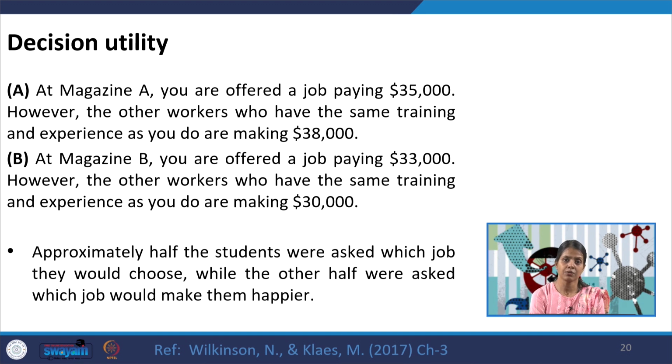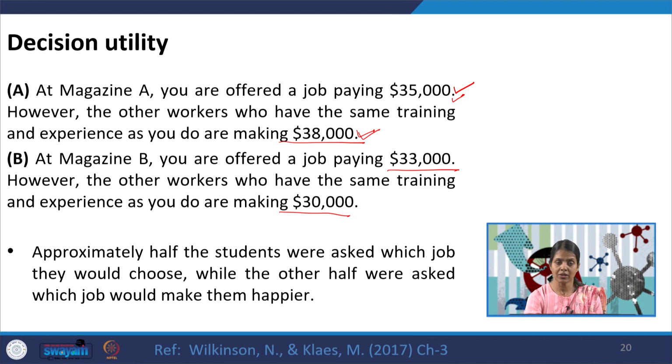Approximately half the students were asked which job they would choose, while the other half were asked which job would make them happier. So, as you can see, the difference between the two is that in one place you are getting a higher salary, but people of your rank, training, experience are actually getting more than you. So, though the money is higher here, there is one upsetting factor also. Here the money is less, but what can give you some happiness is the fact that people of the same training and experience are actually getting less than you.